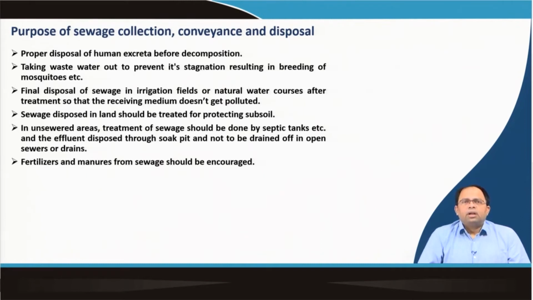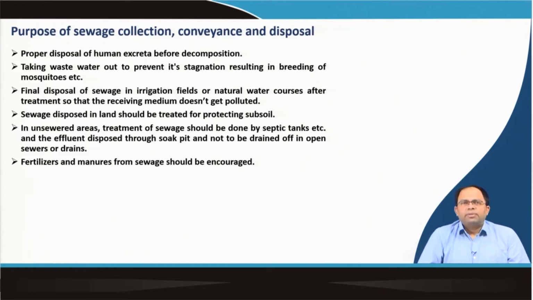And taking wastewater out prevents its stagnation, which results in the breeding of mosquitoes. We are aware of dengue and malaria and all the other vector-borne diseases. You know that most of this is the result of stagnating water, and if we do not drain water, it will stagnate, and this will result in the breeding of mosquitoes. And then there is final disposal of sewage in irrigation fields or natural water courses after treatment, so that the receiving medium does not get polluted. So, we have to treat it to such an extent that the receiving medium does not get polluted. But as I was discussing earlier, if we are not able to treat most of our waste, then automatically these bodies will get polluted, right.